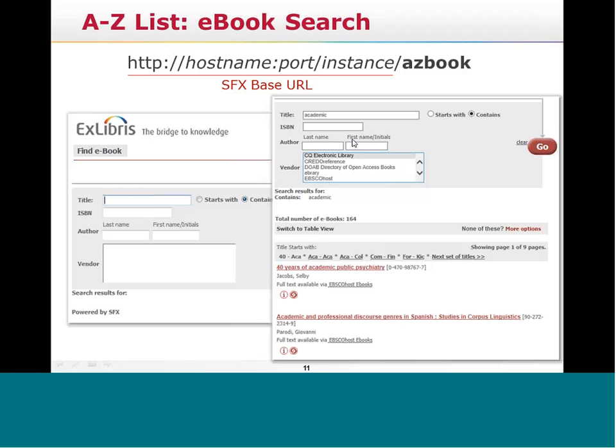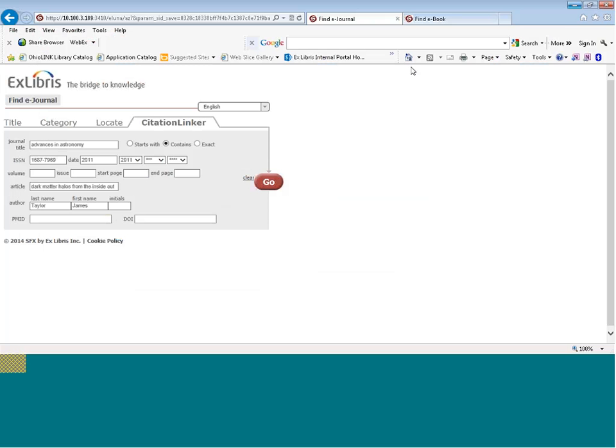Now, in addition to the eJournals A to Z list, there's also a separate A to Z list for ebooks. Keep in mind that they are separate search interfaces. The default URL for the ebook A to Z list is your SFX base URL, and again, this will be provided to you by your XLibris project team, along with a /azbook at the end of the URL, and that will take you to your ebook page. Let's go ahead and take a look at that live.